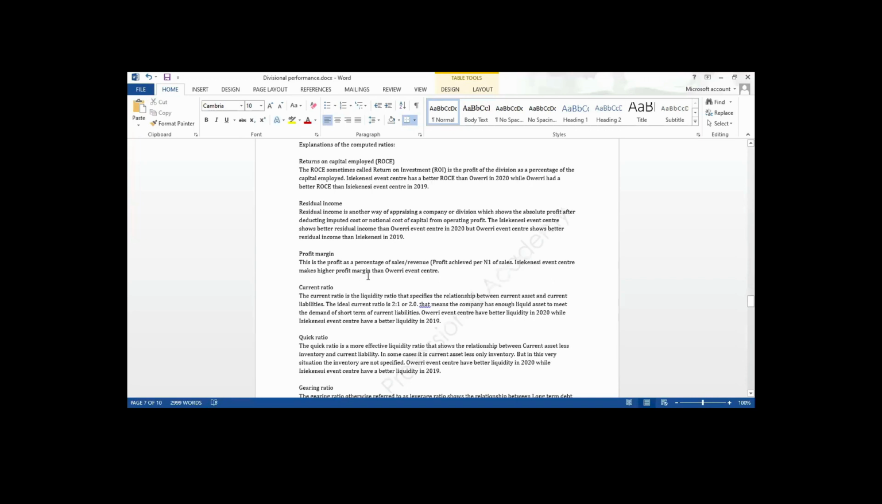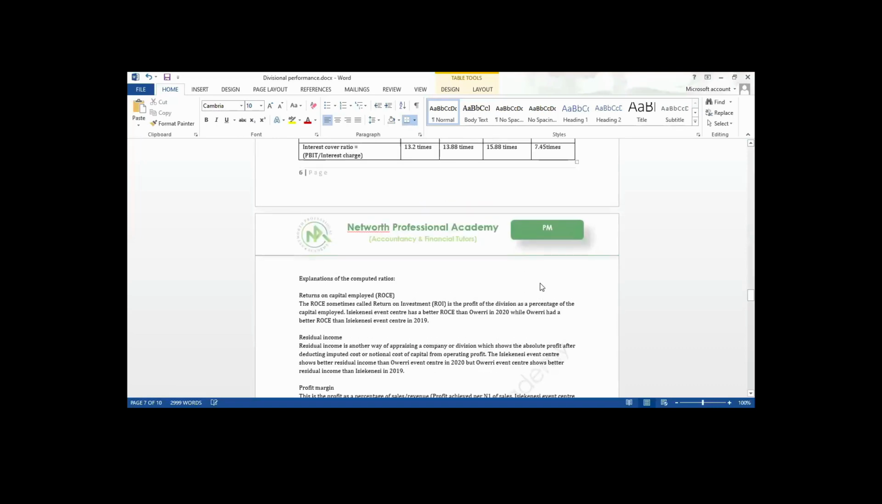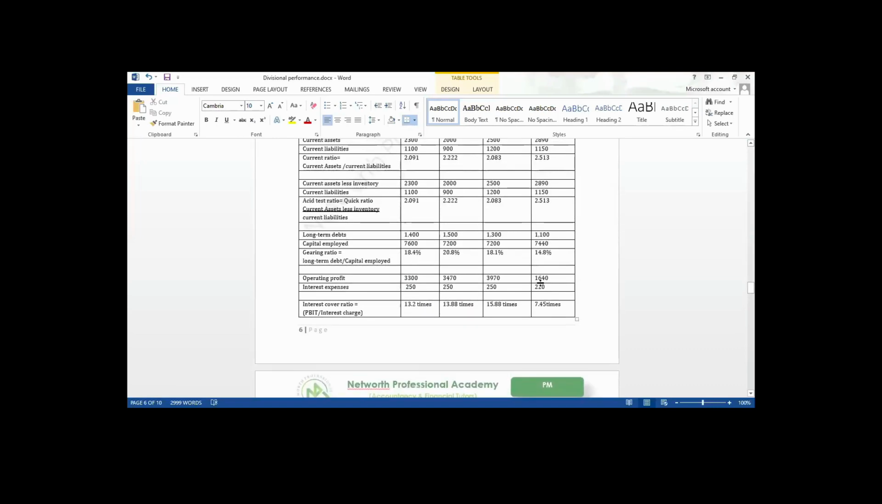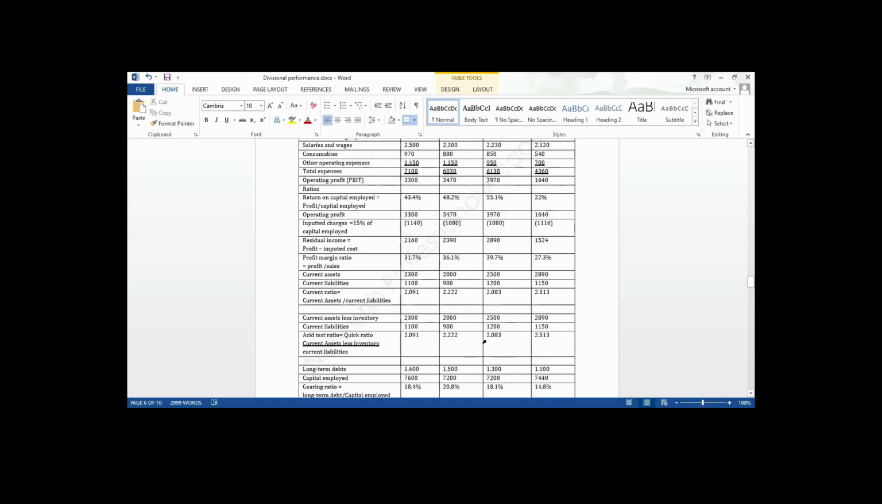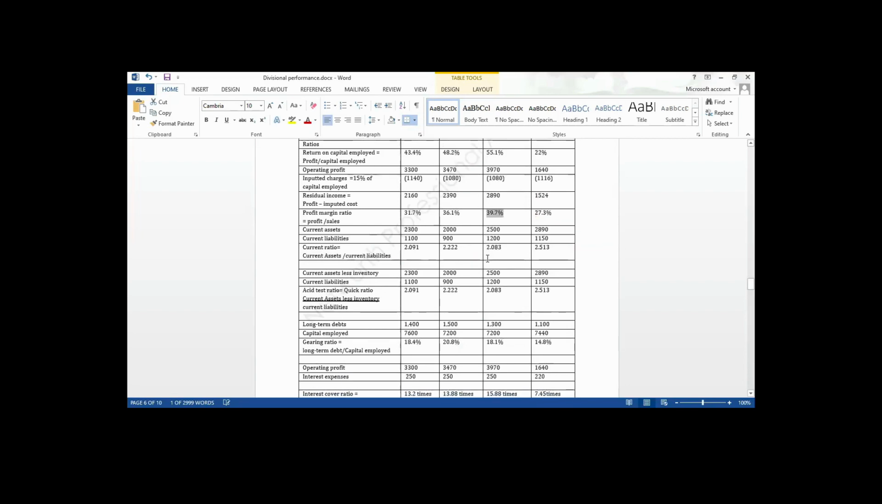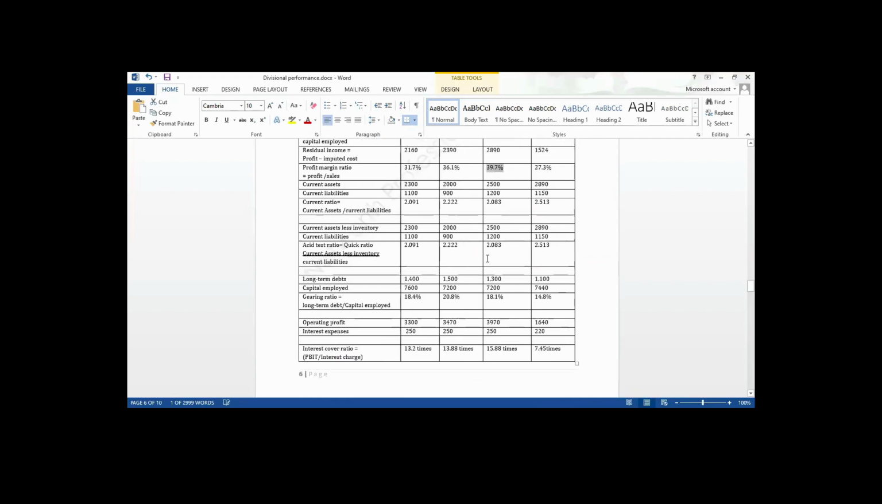Profit margin. This is the profit as percentage of sales. It shows profit achieved per 1 naira of sales. Let's go check which center is better. Operating profits. The Sekenisi Center is better than Owerri in 2020. But Owerri performed better in 2019.